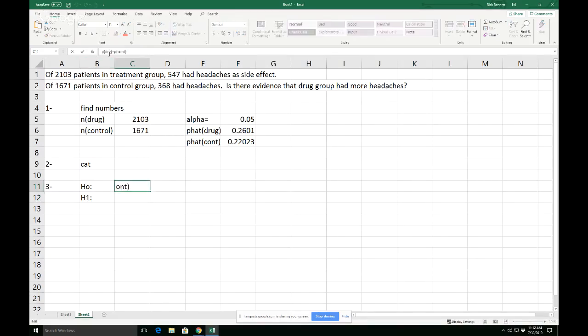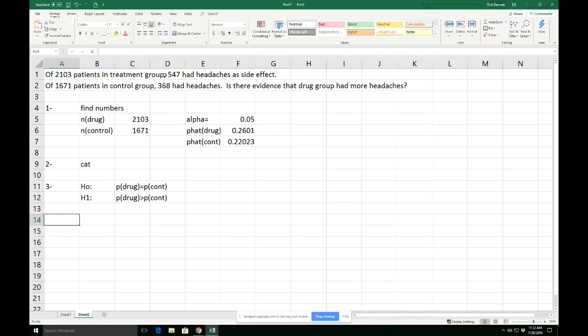And the alternative is P drug is less than... more, it's more. Yeah, we need the drug to have more headaches, right? They're giving people headaches. That would suck, unless you had cancer or something. It would suck as bad as the cancer. Okay, all right.